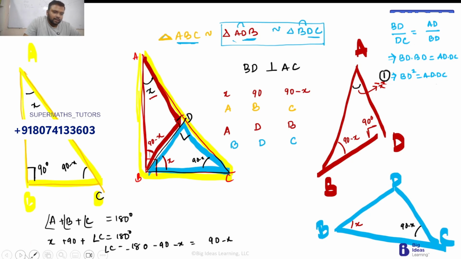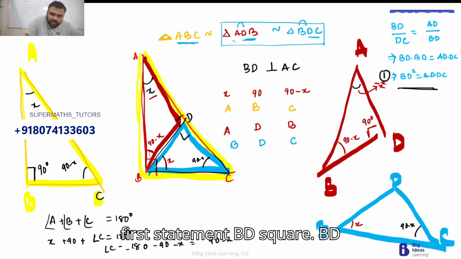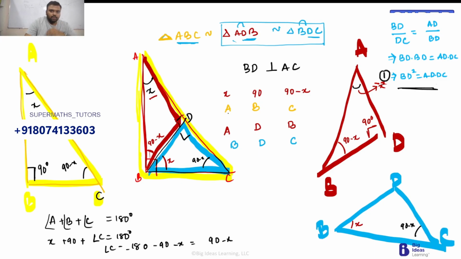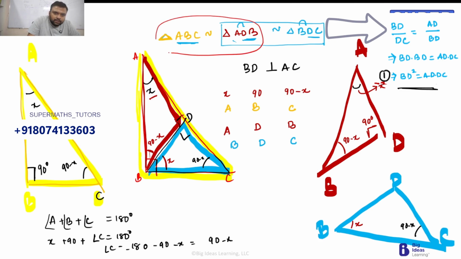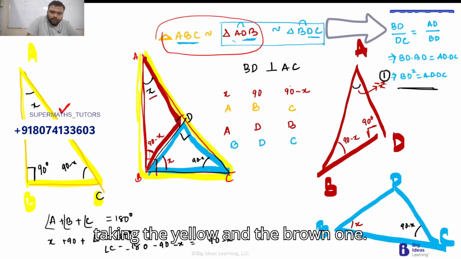Okay, so yes, this is the first statement. BD square is equal to AD times DC. Okay, the second thing, now let us take these two triangles, the yellow and the brown one. We are taking the yellow and the brown one.